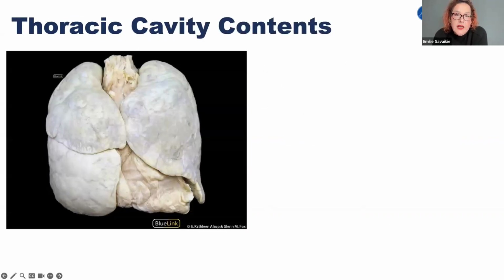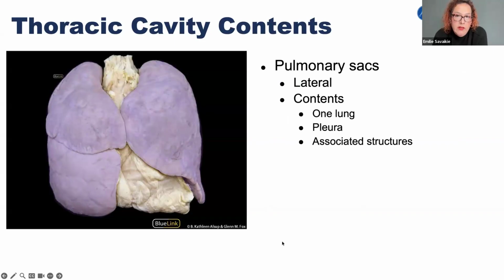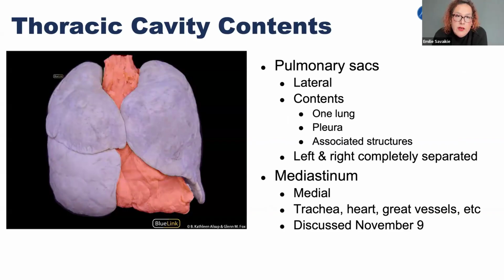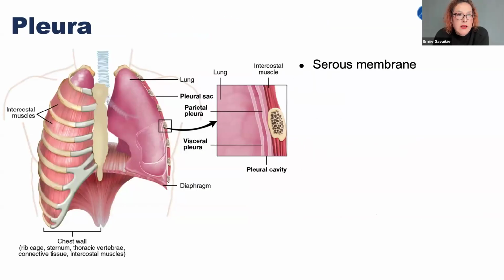Thoracic cavity contents. So we've got pulmonary sacs, and they are more lateral. There's one lung in each sac, the pleura and the associated structures, and the left and right are completely separated. Along with the mediastinum, which is medial, and that was discussed last session, I believe. Just also note in the thoracic cavity, there are 5 birds, which I'll get to later.